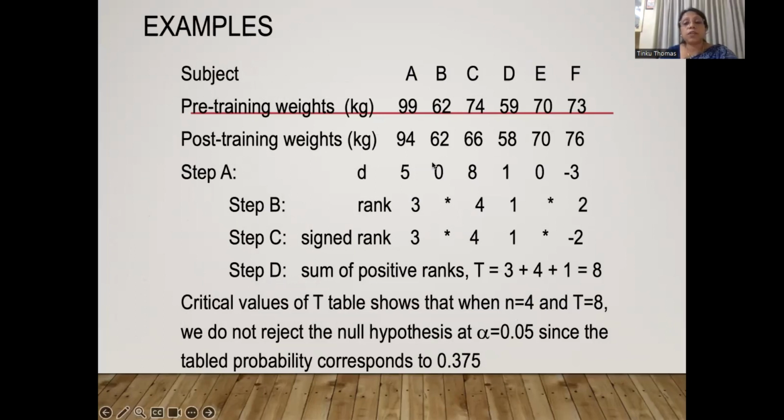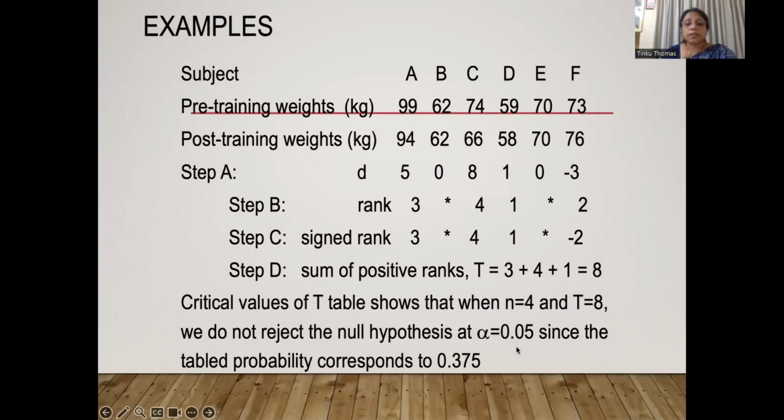So this is the data. Essentially, you have to calculate the difference between the weights and then rank order those differences. And that is how this test statistic works. And in this case, you get a test statistic value and a p-value corresponding to that.